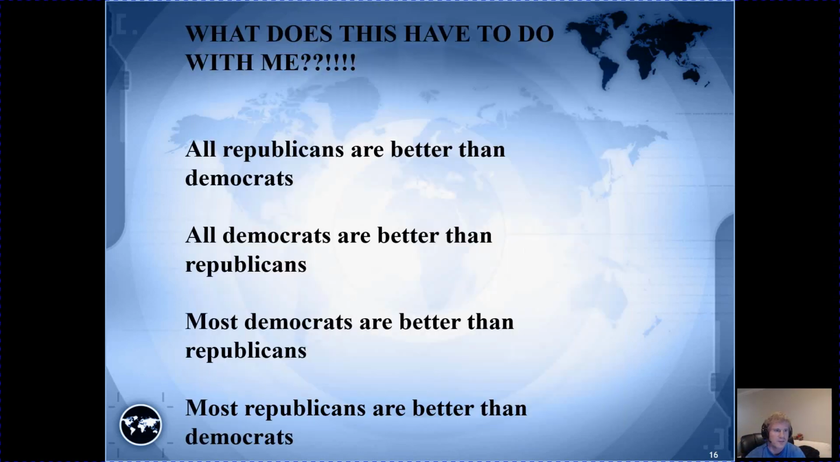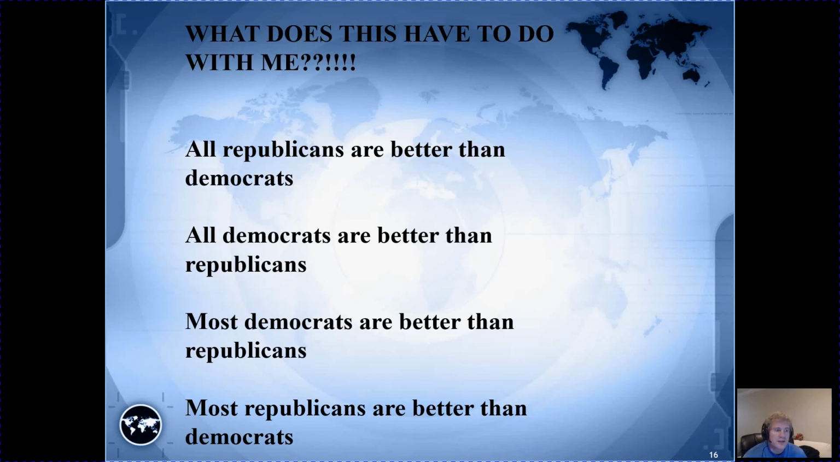So, what in the world does this have to do with me? Why do I need to learn this? Well, let's take a look at some of these statements. All Republicans are better than Democrats. All Democrats are better than Republicans. Most Democrats are better than Republicans. Most Republicans are better than Democrats.